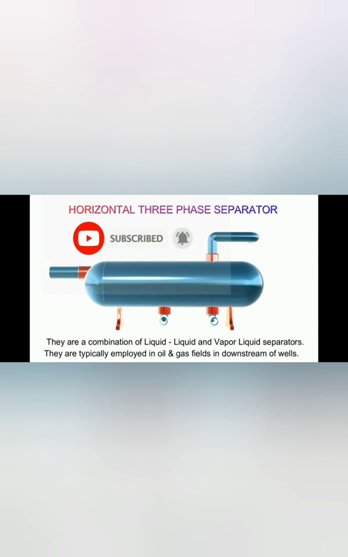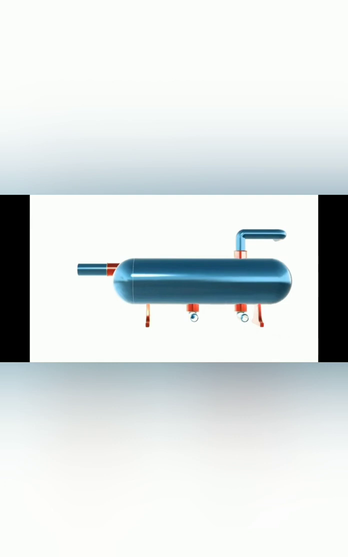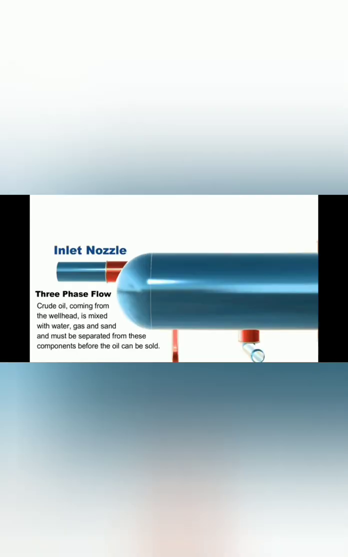So now we will discuss a horizontal three-phase separator. In a horizontal three-phase separator we have inlet straightening vanes to reduce the velocity. We have coalescing trays, a foam eliminator, a wear plate, vortex breakers, and a demister pad.